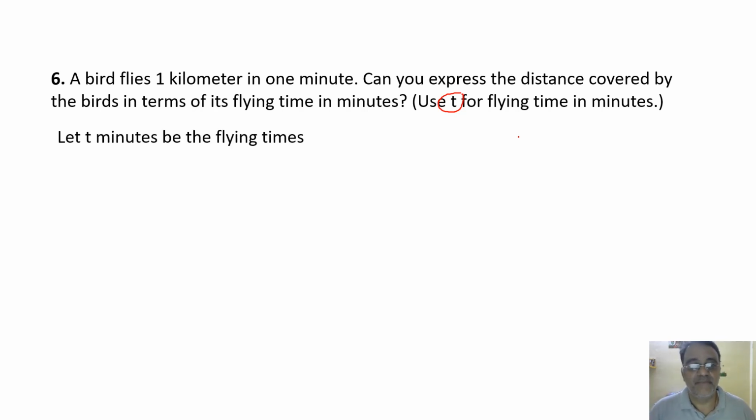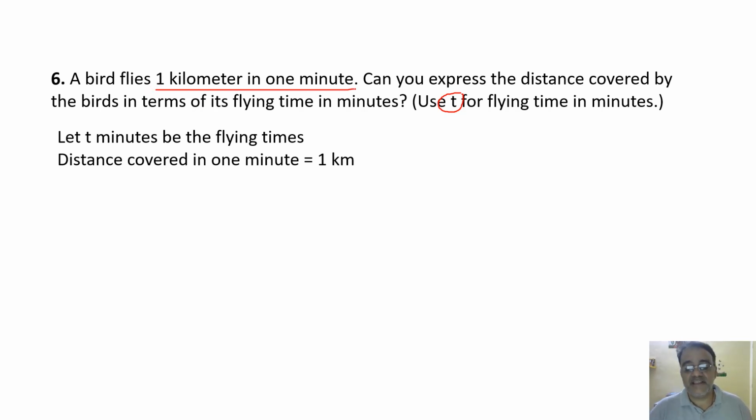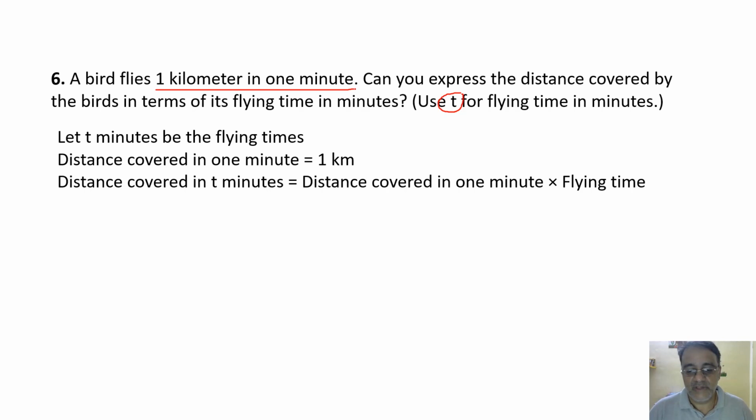So वो T कैसे आएगा? T into 1. So let T minutes be the flying time. Distance covered in 1 minute is equal to 1 kilometer. That is also given here. यहाँ पे दिया हुआ देखो. So distance covered in T minutes will be distance covered in 1 minute into total time, right? So 1 into T, 1 into T is nothing but T only. So T kilometer is the answer.